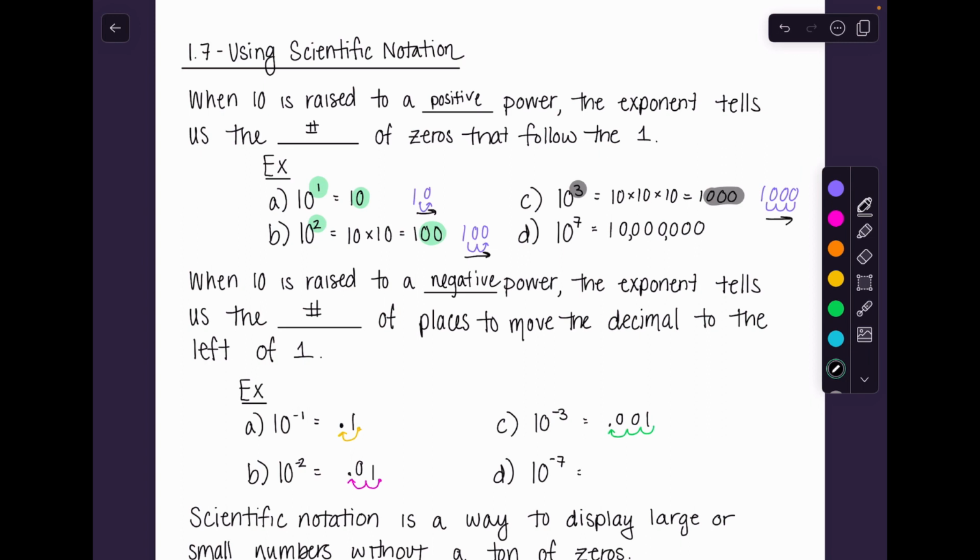And then finally, 10 to the negative seventh, we've got to move the decimal 7 places to the left, so I'm going to need a lot of room out front. We move that decimal 1, 2, 3, 4, 5, 6, 7 spaces, and then we fill in all of these bumps with a 0, okay?